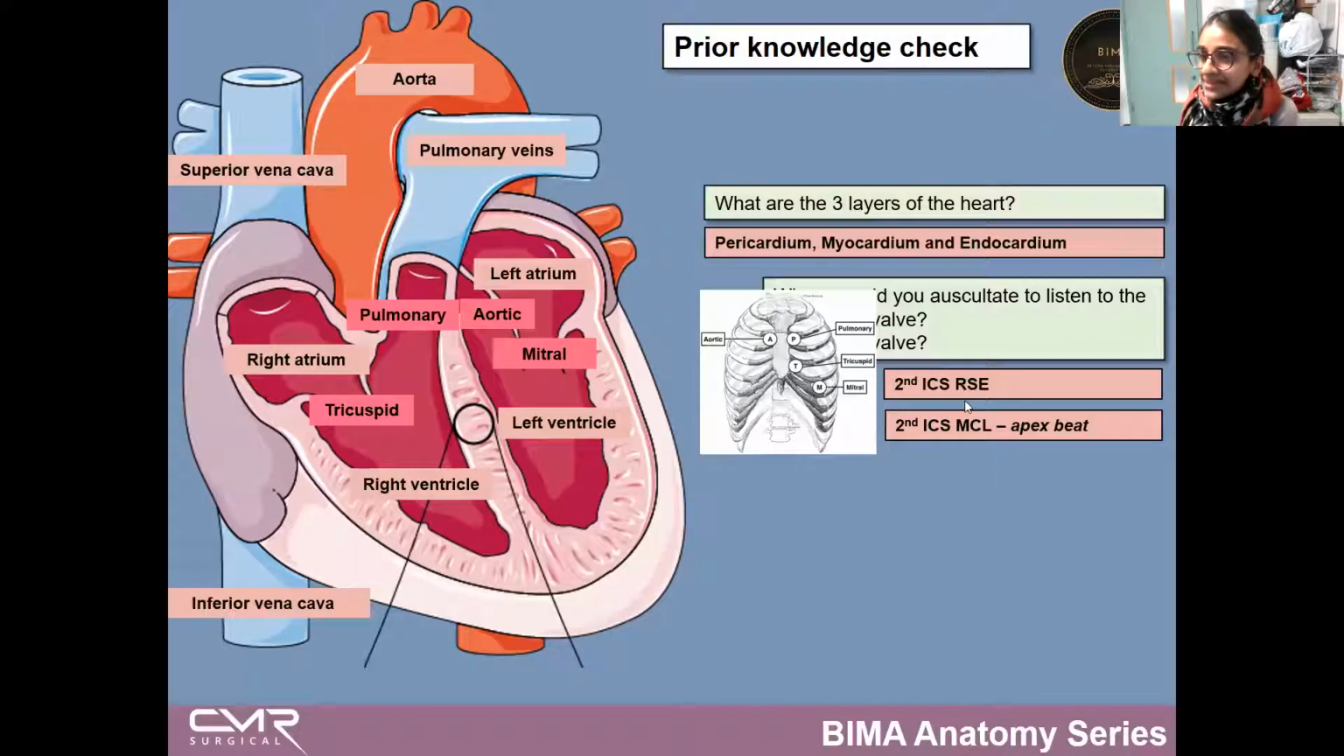So remember that 5th intercostal space, mid-clavicular line. That's a typo there. It should be 5th, not 2nd. It is where you feel for the apex beat and listen to the mitral valve.